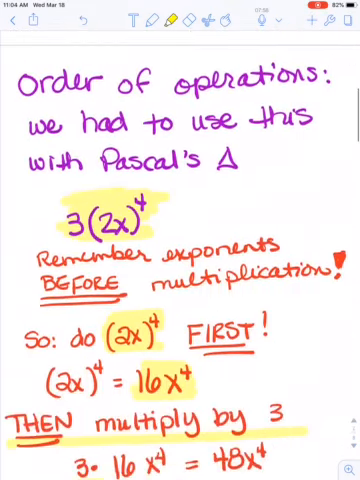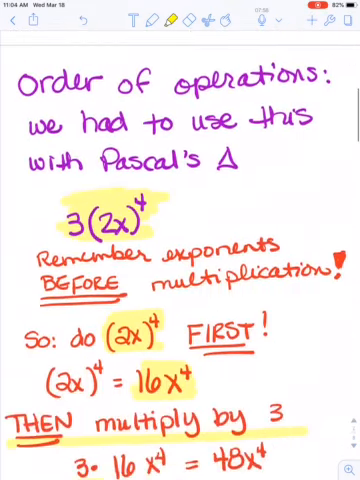Okay, the next couple of reminders. One is about order of operations. We had to make sure we used order of operations with Pascal's triangle, because if you were simplifying something like 3 times 2x to the 4th power, remember that we had to do the exponents first before the multiplication. So we did 2x to the 4th first. So 2x to the 4th is 2x times 2x times 2x times 2x, or 16x to the 4th. Then it was okay to multiply by 3 afterwards. So we would take that answer times 3, and we would get 48x to the 4th.